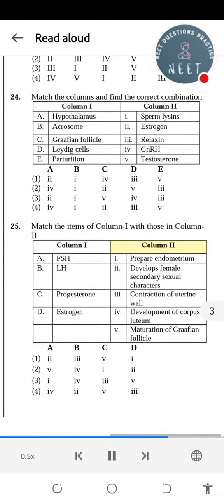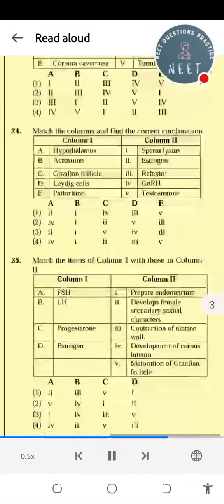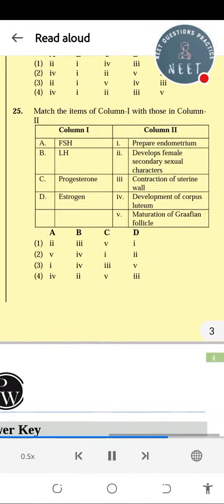Column 1, Column 2. A. FSH, 1. Prepare endometrium. B. LH, 2. Develops female secondary sexual characters. C. Progesterone, 3. Contraction of uterine wall. D. Estrogen, 4. Development of corpus luteum. 5. Maturation of Graafian follicle. A, B, C, D. Options 1 to 4 follow.